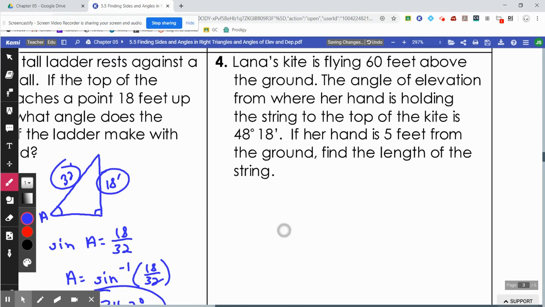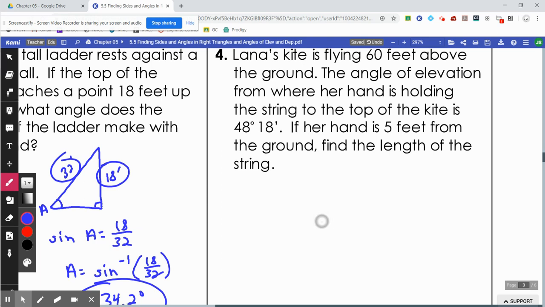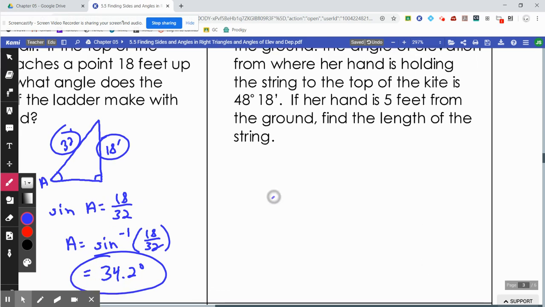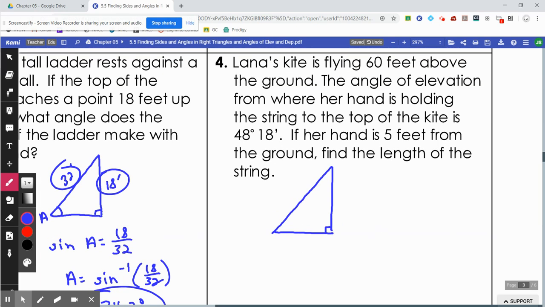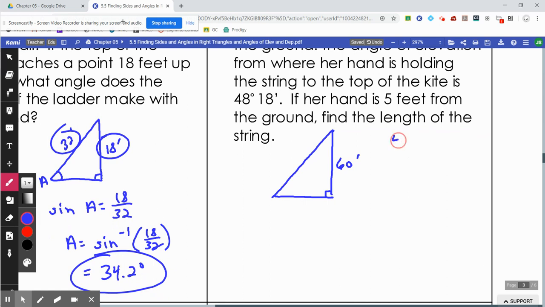Number 4, Lana's kite is flying 60 feet above the ground. The angle of elevation, and let's go ahead and draw that. So it's flying 60 feet above the ground. There's the kite right here. The angle of elevation where her hand is holding the string to the top of the kite is 48 degrees and 18 minutes. We're going to have to turn this into a decimal, unless your calculators will do degrees, minutes, seconds. So let's remind you how to do that.